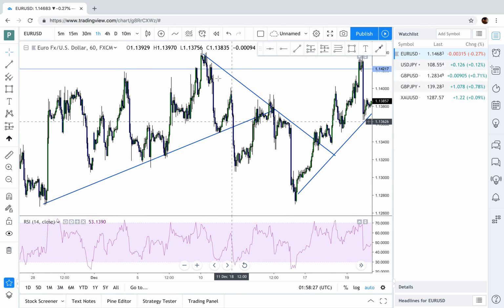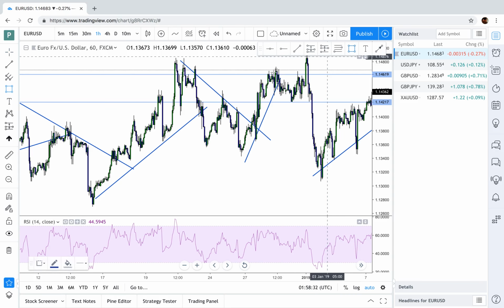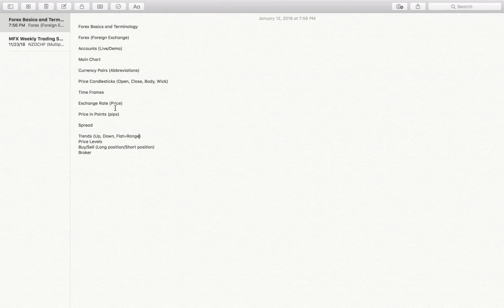There's an uptrend, there's a downtrend, and there's a sideways market, or range. Range is usually how most people say it. So that's the types of trends: up, down, and then no trend at all.